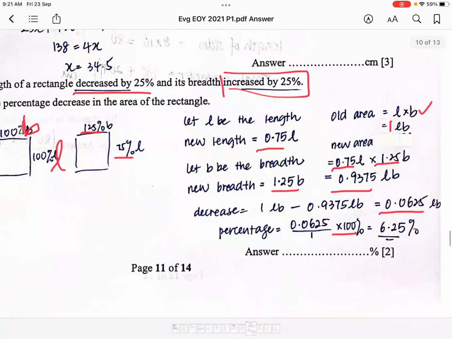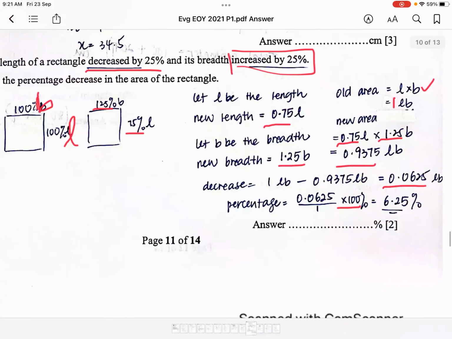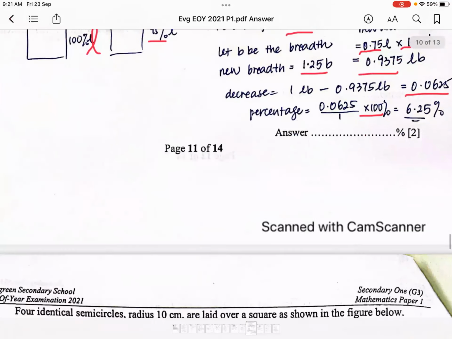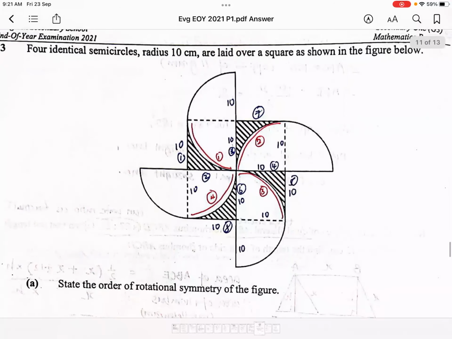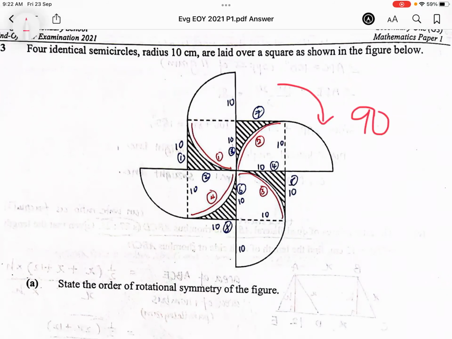Yeah, continue. Okay, this one, 4 identical semicircles. Okay, order of rotational symmetry. Very simple. You rotate this figure. What angle will you rotate? And then you see exactly the same again. You notice if I rotate it this way, after 90 degrees later, I will see it again. It's the exact same thing. So how many times will I see it again? I take a full circle, 360 divided by 90 degrees. That gives me 4.